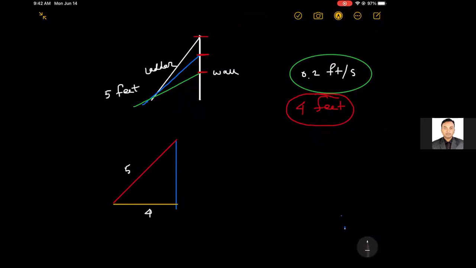Because as I said, this is the foot of the ladder. This is the wall, right? This bluish line. And it says the ladder is 4 feet away from the wall. The foot of the ladder is 4 feet away from the wall. So this length is 4 feet. Do you agree? This is the most important thing. If you can understand it, the rest will be pretty simple.